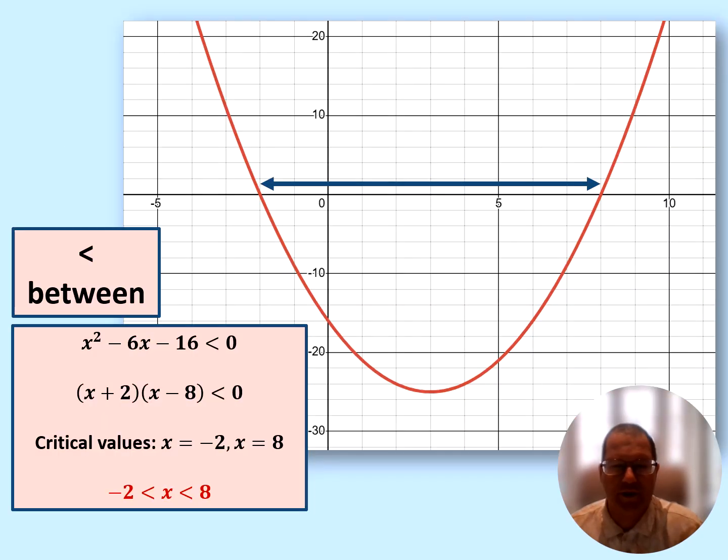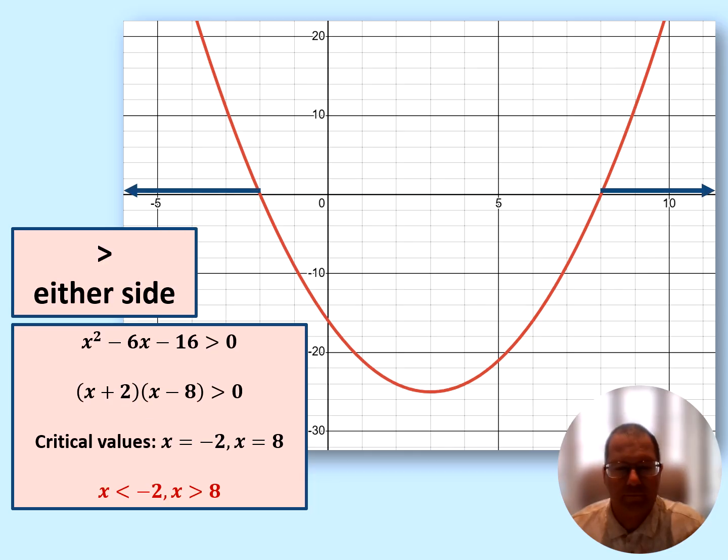So here's an illustration of this concept. So when x squared is positive and it's less than 0, our critical values -2 and 8, and the region we want, where x squared minus 6x minus 16 is less than 0, is between the critical values. However, when x squared is positive and the inequality is greater than 0, we can see that we get two regions on our diagram either side of the critical values, as indicated by the two arrows on the diagram.